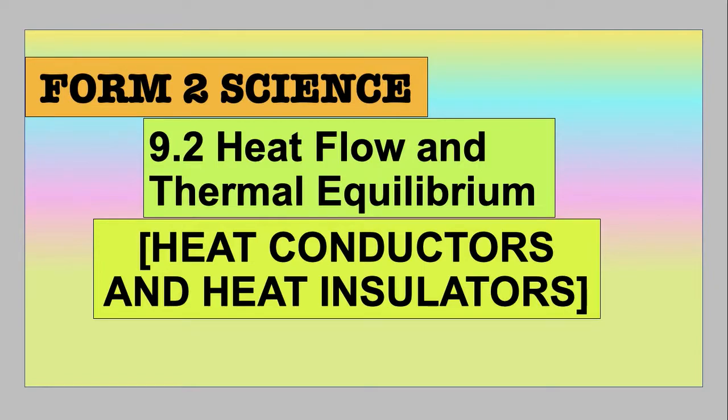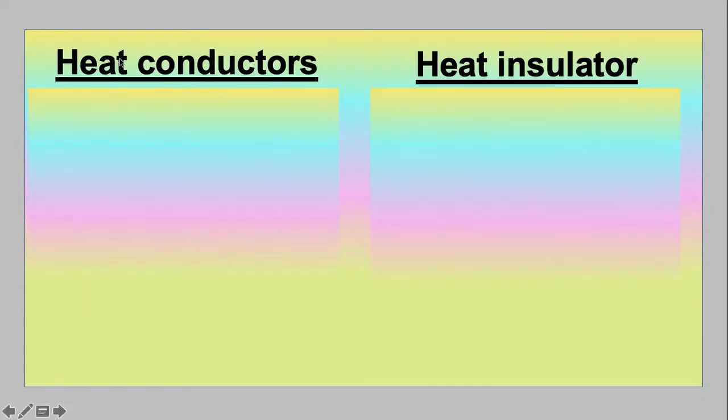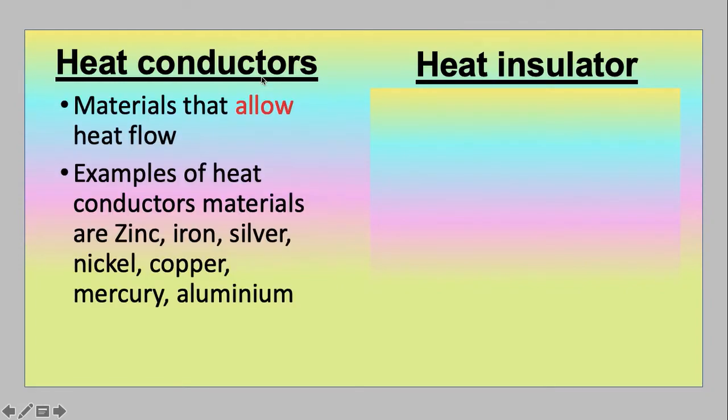This time you will learn about the heat conductors and heat insulators. So what are heat conductors? Heat conductors are materials that allow heat to flow. Examples of heat conductor materials are zinc, iron, silver, nickel, copper, mercury, and aluminium.